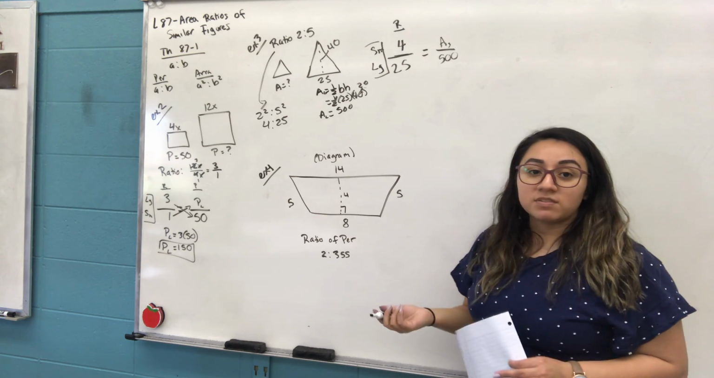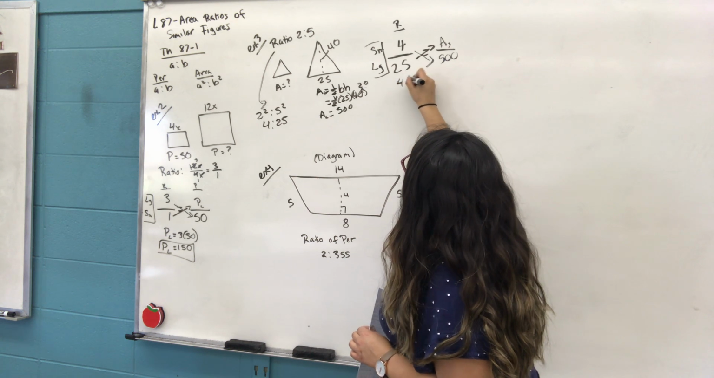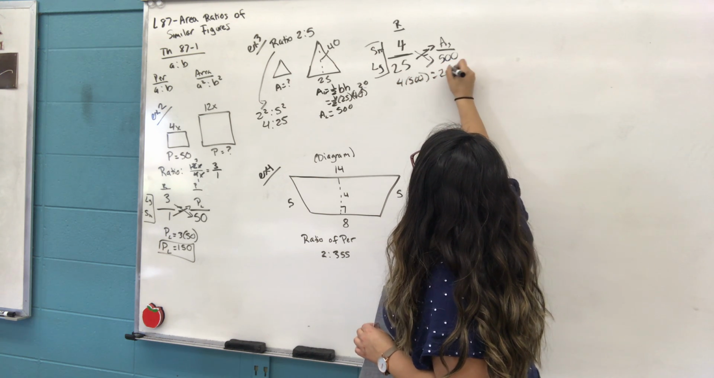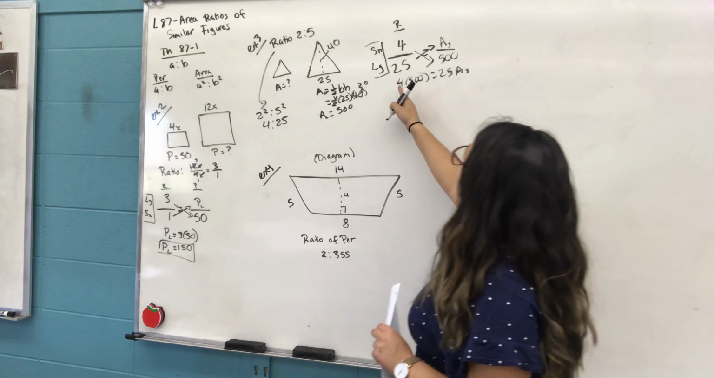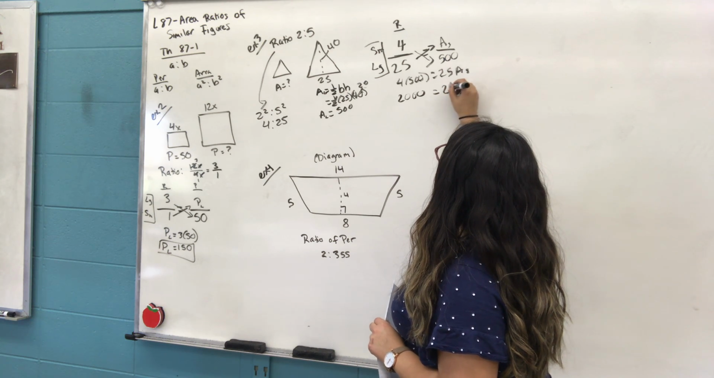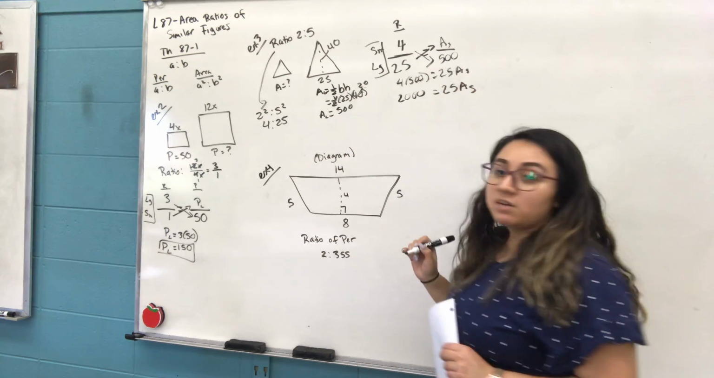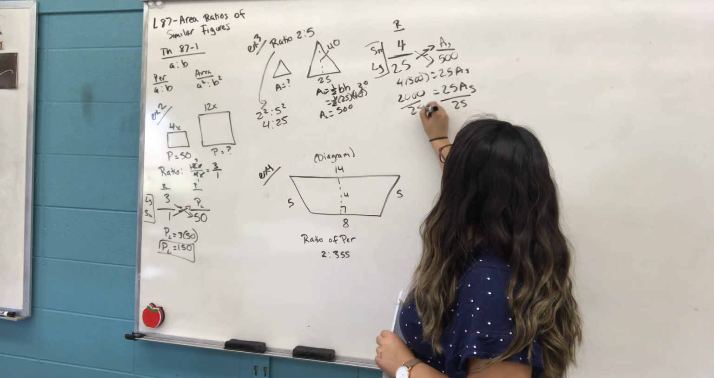So now, from this point, we go ahead and cross multiply. So we have 4 times 500 is equal to 25 times your area of your smaller one. So now we go ahead and multiply. 4 times 5 is 20. Add the 2 zeros. 25 area of the smaller one. You want the area of the smaller one by itself. Divide both sides by 25.